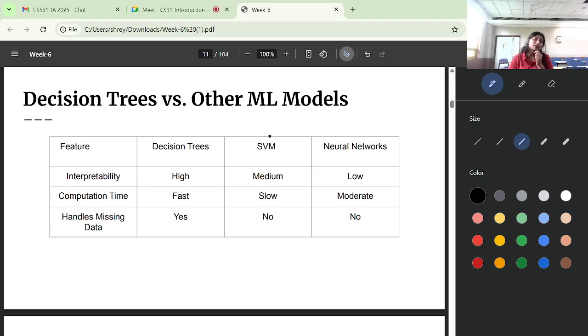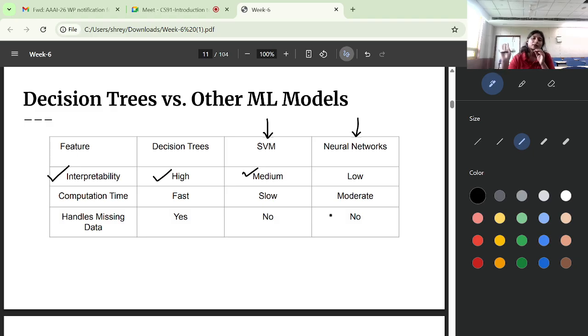So what we have learned in these sessions, the major algorithms were SVM and neural networks. So the first thing that I already told you is interpretability. Decision tree is highly interpretable, SVM is medium, and neural networks are low. Neural networks, you don't know anything about. You just know there are some weights, and how they are trained, they are just performing some optimization algorithm.